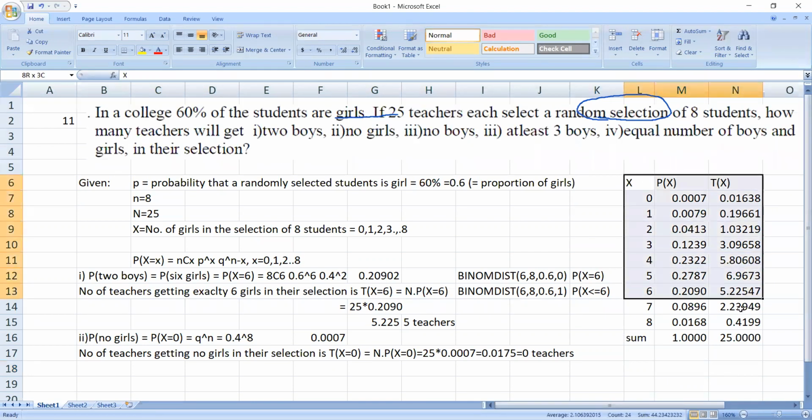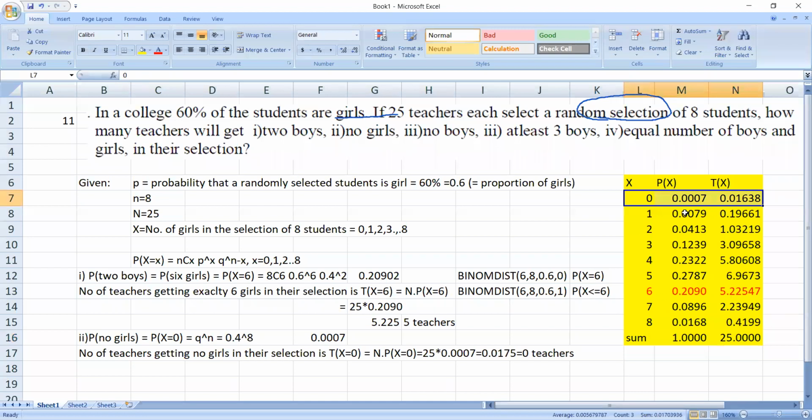Look here. I've created the entire scenario. Your x can take 0 to 8. These are the individual probabilities and individual t of x. 25 teachers are selecting 8 students each. The first question asked: how many teachers have 6 girls? We got an answer which is roughly equal to 5 teachers. Next question, how many teachers have 0 girls? We got an answer as 0. So almost 0 teachers.